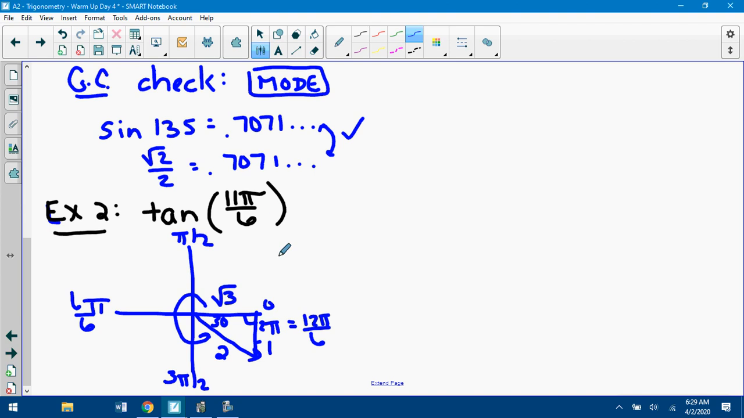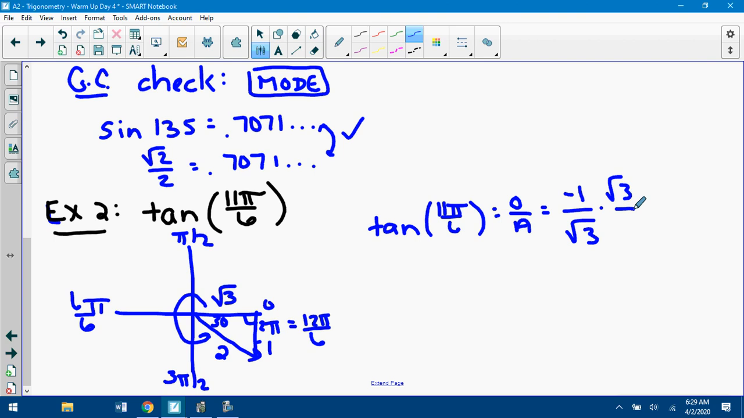Okay, so then tangent of 11 pi over 6. SOHCAHTOA, tangent's opposite over adjacent. And again, we're talking about from the reference angle. So what's opposite 30? Negative 1. What's adjacent to 30? Not the hypotenuse, so radical 3. And multiply top and bottom by radical 3 to get it in simplest radical form. So negative radical 3 over 3 is what we end up with.